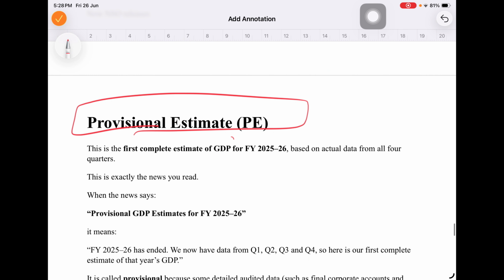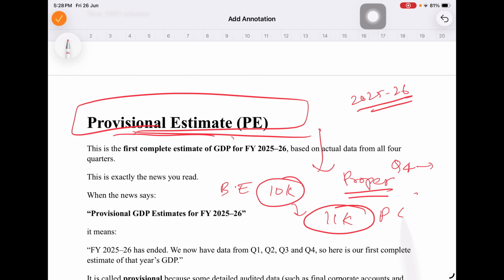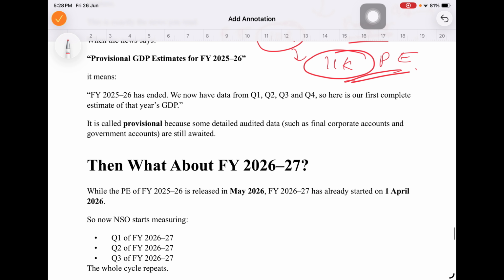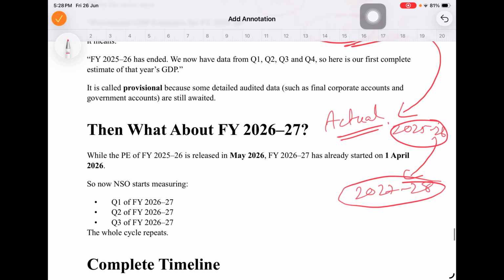Okay, and then the financial year ends, and after your 2025-2026 has ended, you have the provisional estimate. Because it has ended, you have the quarter 4 information as well. So now you have the proper data. Once you have the proper data, you can make a provisional estimate of how much was spent. So for example, 10k was the budget estimate, and maybe they spent 11k. So the raw information gives a provisional estimate that 11k crores were spent. And once the provisional estimates are done, they finally give you the actual estimate. The actual estimate of 2025-2026 you can see in the budget of 2027-2028. Okay, I hope this is understood.